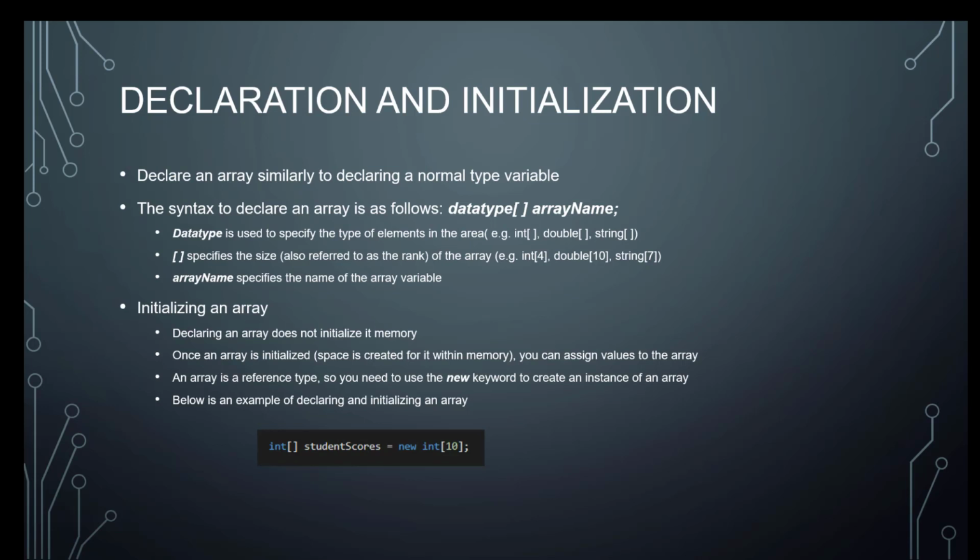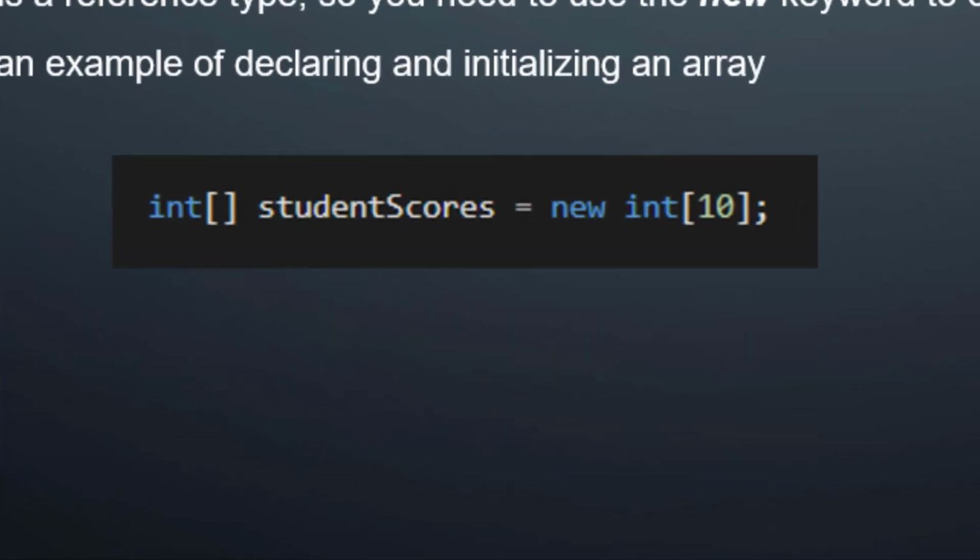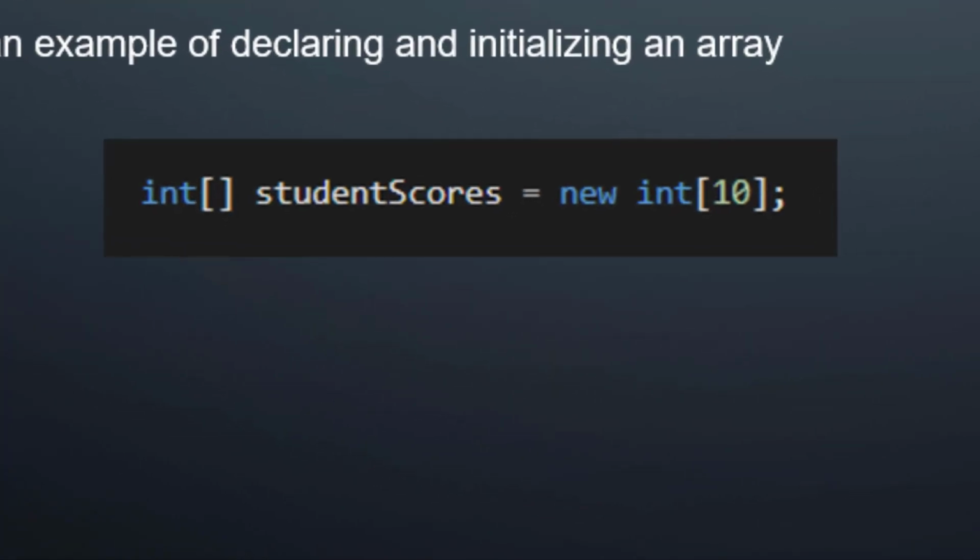So once an array is initialized, then the space is created for it within memory, and you can assign values to the array. An array is a reference type, so you need to use the new keyword to create an instance of an array. Below is an example of declaring and initializing an array. So here in the bottom of your screen, let's zoom into that a little bit. There, you can see we have an array of integers, and we have named that array.